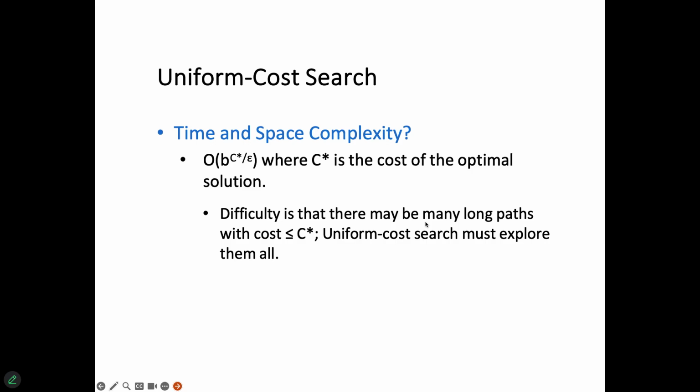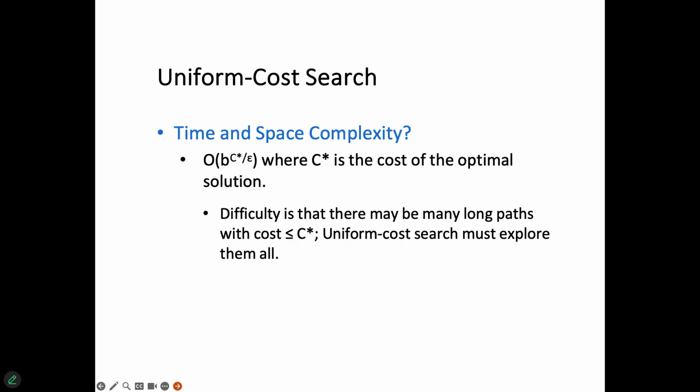So because we said that we are choosing based on the minimum cost, your complexity depends on the cost of your optimal solution and also epsilon, which is the minimum cost of each edge. And so we said that there is a challenge here: if the cost of your optimal path is much higher compared to the smallest step cost that we have. What does that mean? Like we said, epsilon is the cost of the smallest step.